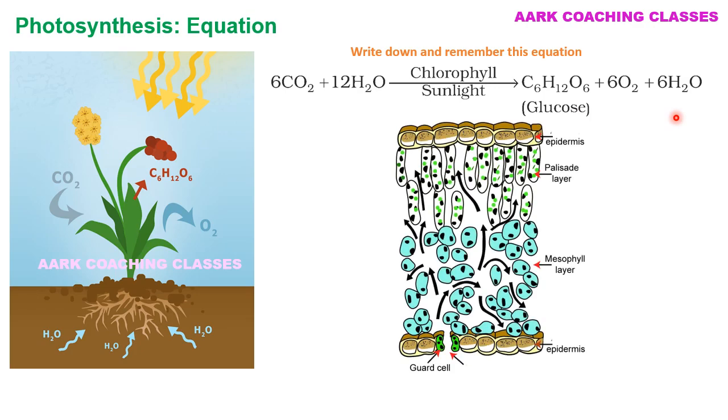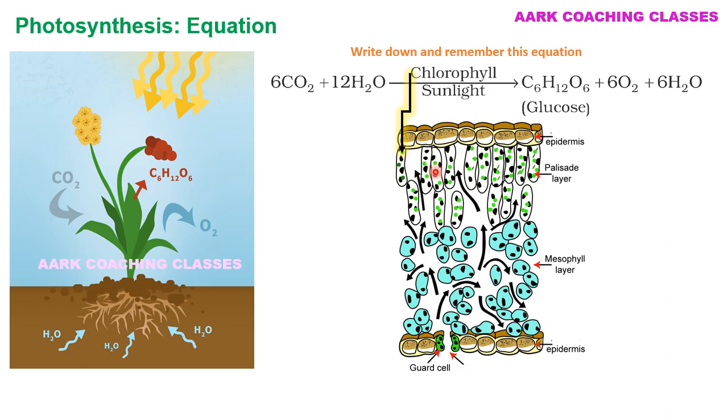Now, where does this occur? Now this is a leaf, right? If you take a cross section of a leaf and look at it under a microscope, you will see this is the upper epidermis, this is the lower epidermis, this is the mesophyll layer, and this is the palisade layer. If you look closely, there are these green dots. These are nothing but chloroplasts, and they contain chlorophyll pigment, right? So they absorb sunlight and trap it for further processing.